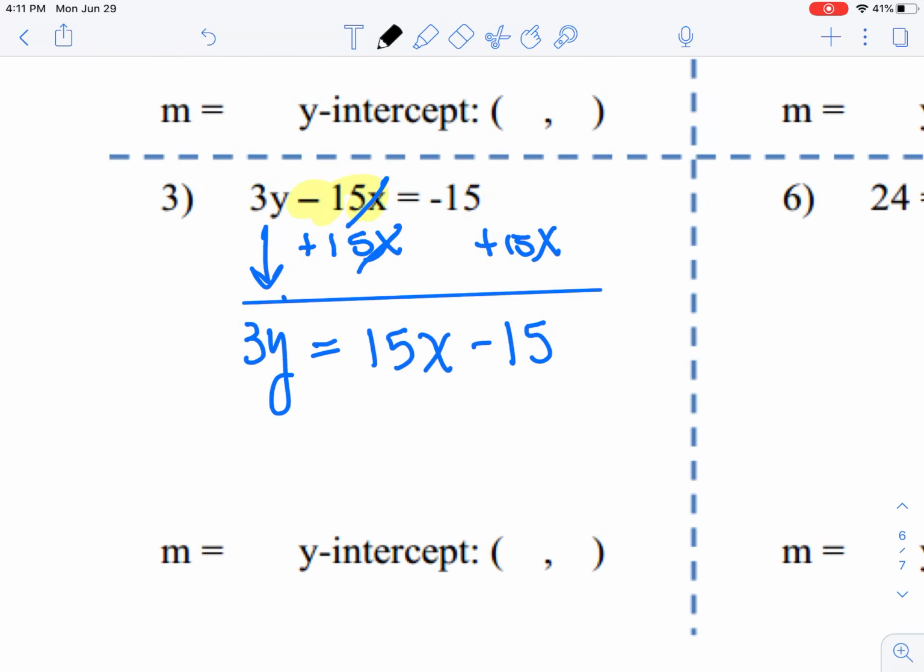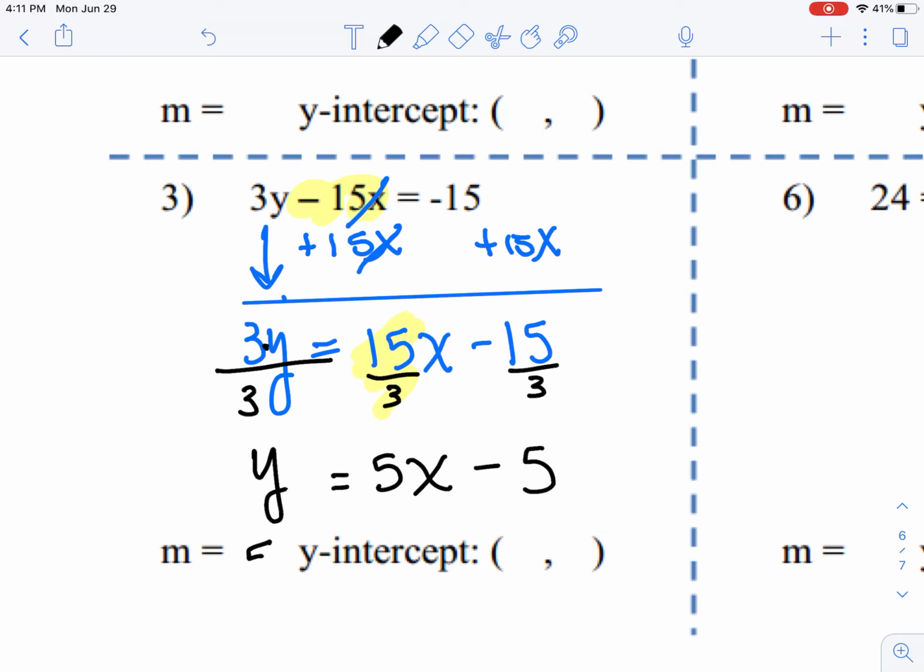Then from here, I'm going to do what we did in example number 1 to break up the multiplication of 3 times y. We're going to divide it out, and what we do to one side, we do to everything on the other. So we get y equals 15 divided by 3 is 5x. And then negative 15 divided by a positive 3 is a negative 5. So our slope here is a positive 5, while our y-intercept is at 0, negative 5.